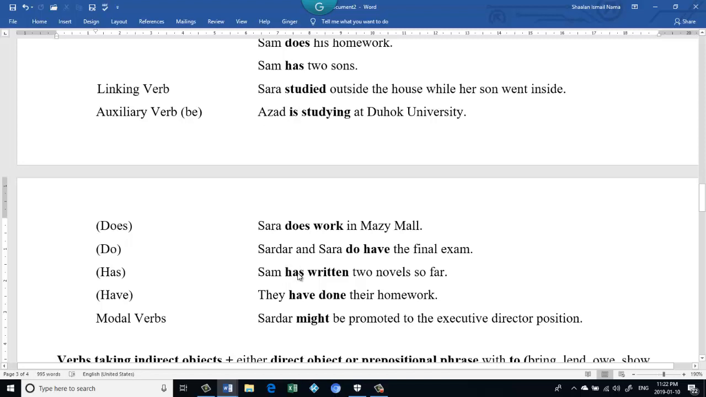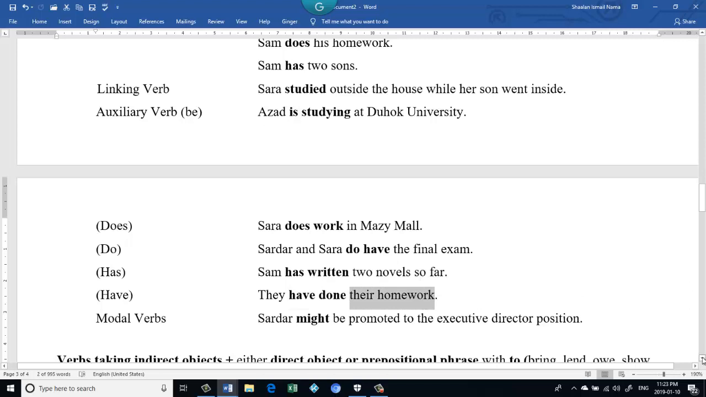Here has is an auxiliary verb acting as a main verb, because here we have has, then we have the past participle of write, which is written. Same thing here, have. They have. They is the subject. Then have is the auxiliary verb and also a main verb here. Done, the past participle of do. Then we have their homework as the object.